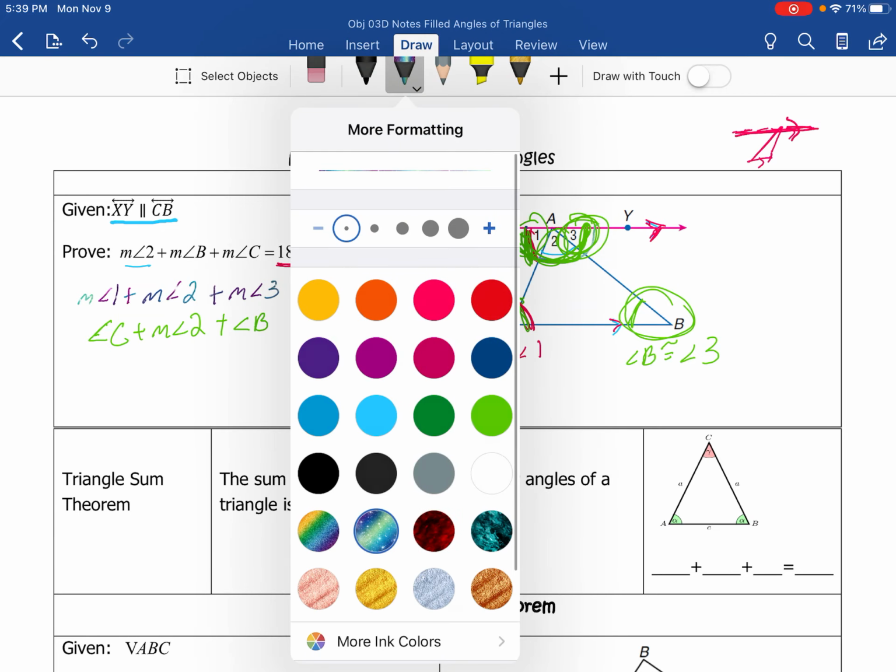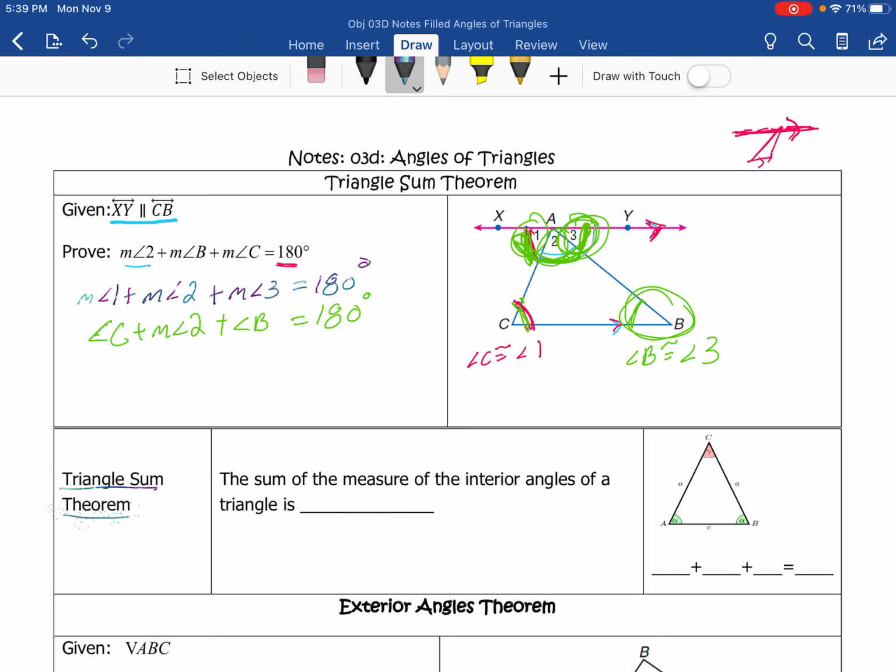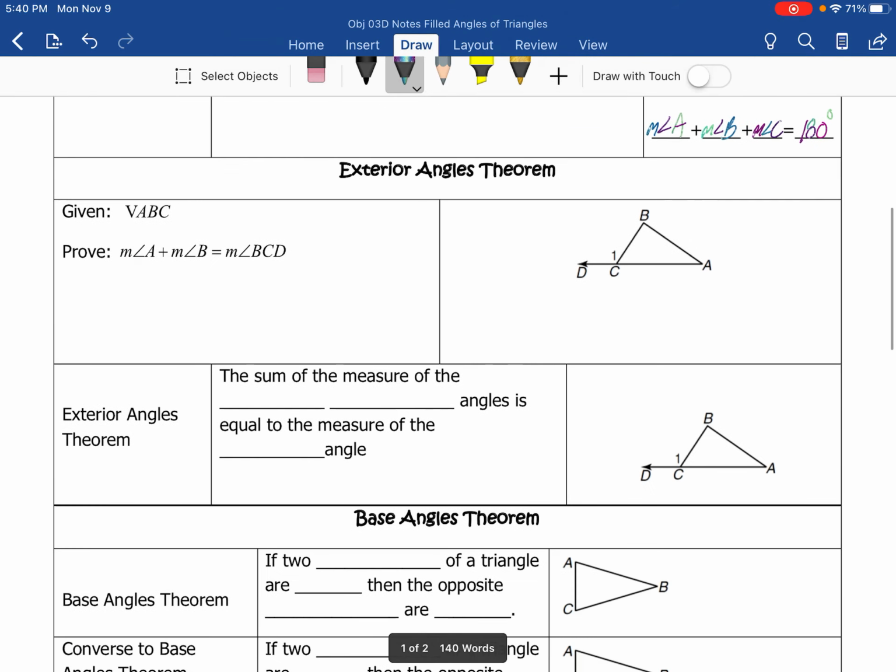So when we talk about the triangle sum theorem, I just proved to you that the sum of the interior angles of a triangle is 180 degrees. So for this one right here, the measure of angle A plus the measure of angle B plus the measure of angle C is equal to 180 degrees. So that's the triangle sum theorem. Just a little quick explanation.